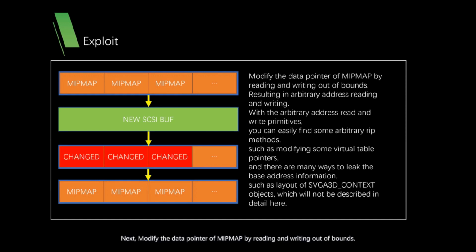Next, modify the data pointer of the mipmap by reading and writing out of bounds, resulting in arbitrary address reading and writing. With arbitrary address read and write primitives, you can easily find some arbitrary RIP change methods, such as modifying some virtual table pointers, and there are many ways to leak the base address information, such as the layout of SVGA 3D context objects, which will not be described in detail here.